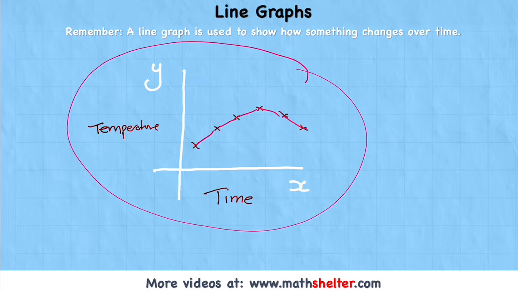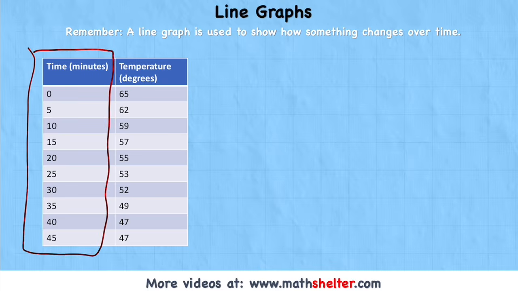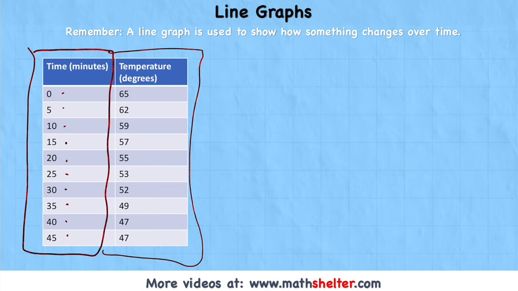But first we need some data. So I've got this data here for us. If we look, we have time in this first column, and we can see it goes up in 5-minute intervals from 0, 5, 10, 15, 20, 25, 30, 35, 40, 45. And then we have the temperature in this column just here, and we can actually see that the temperature goes down. We have 65, 62, 59, 57, all the way down to 47 degrees.